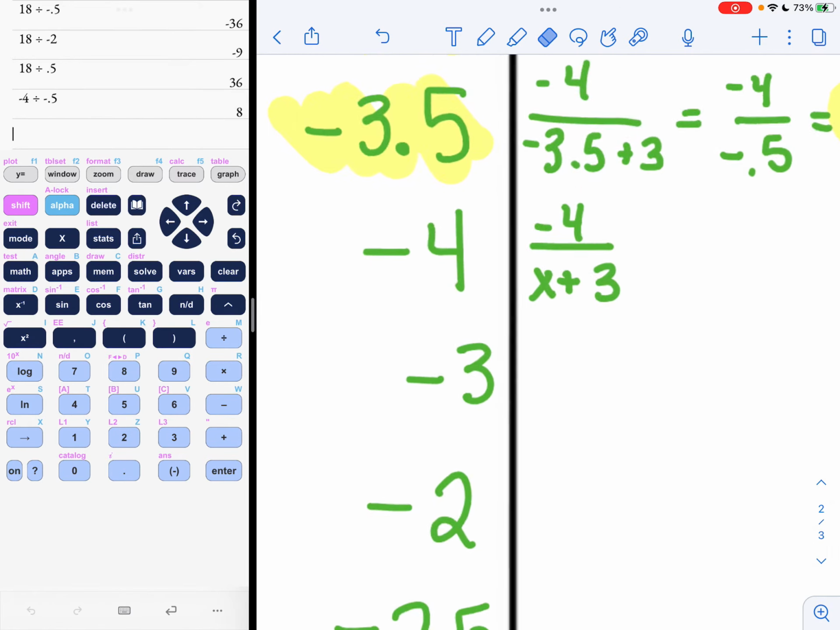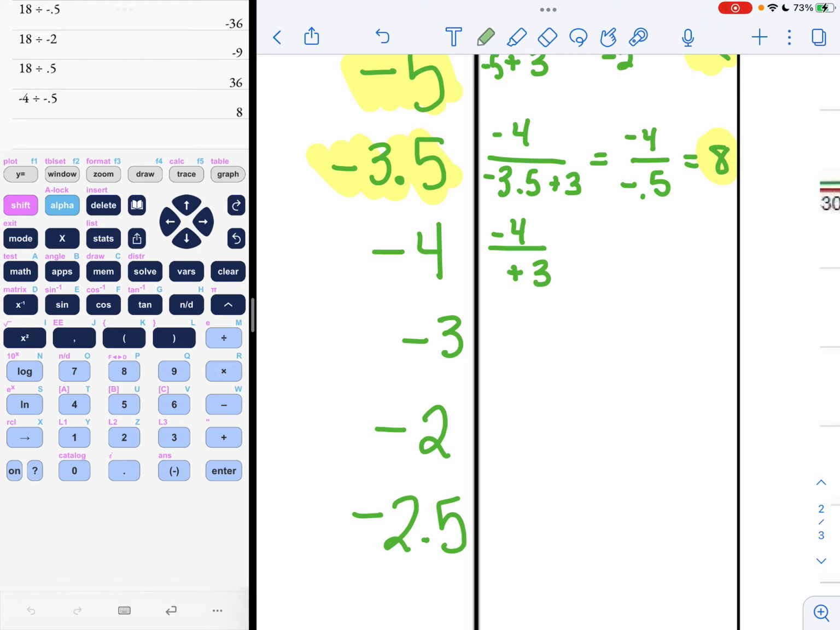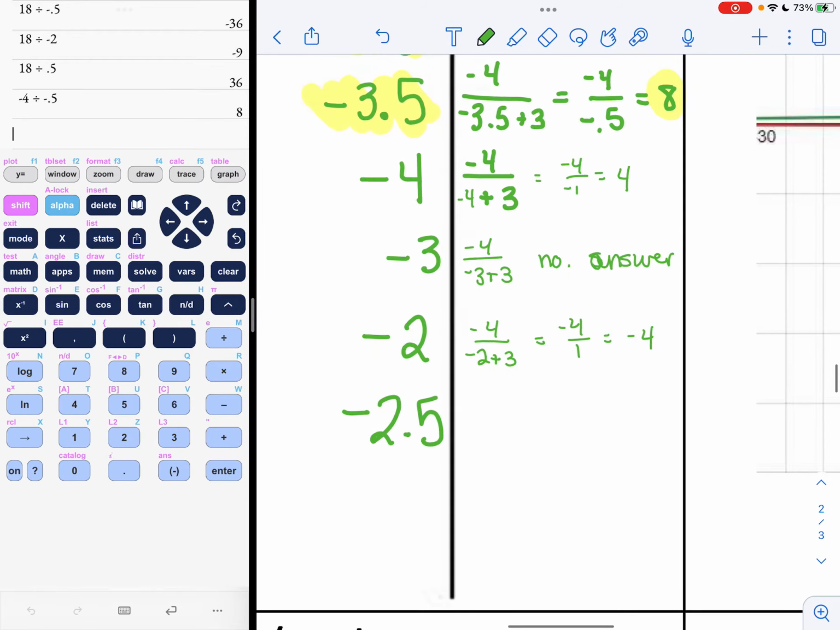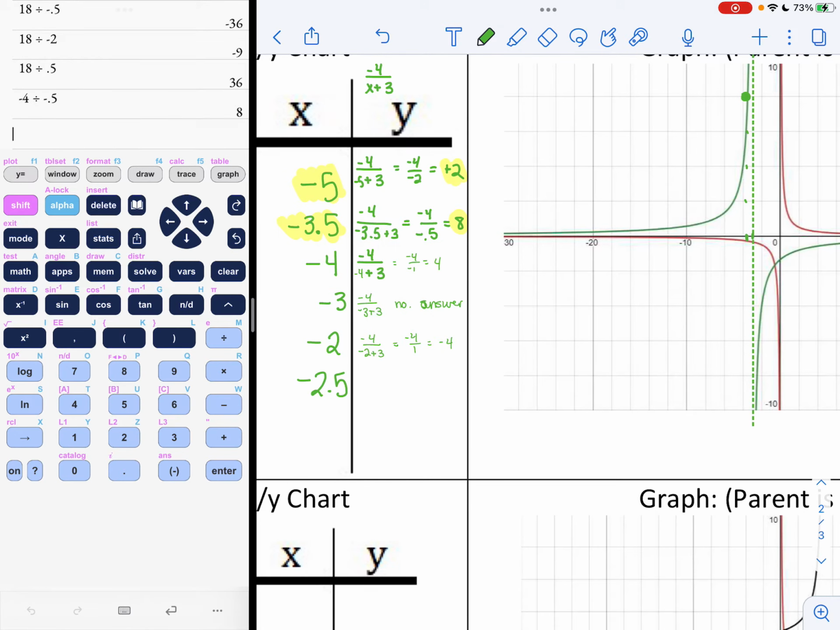I will plug in negative 4, like I said I was going to. So let's see if I do that. That's going to be negative 4 over negative 1, which is positive 4, and sure enough, that should be a point. My next one would be negative 4 over negative 3 plus 3, and you can see how that one's the no answer. Let's see, negative 4 over negative 2 plus 3. That's negative 4 over 1, negative 4, and let's make sure that looks like a point. Negative 2 and negative 4 is right here. That works. See, it's right there.